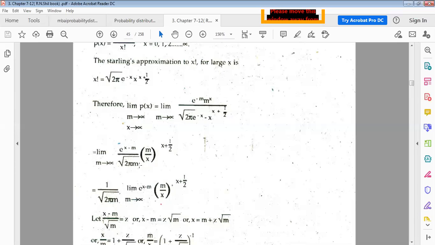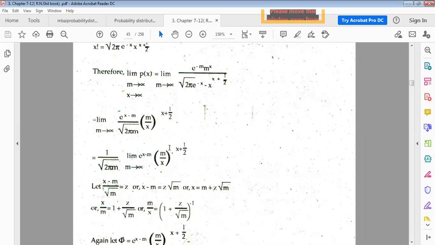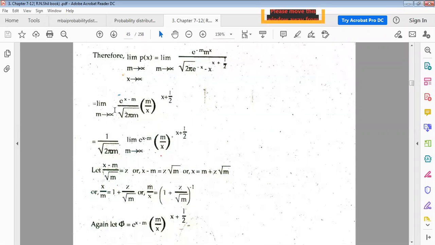Now this e to the power minus x and e to the power minus m combined will be e to the power x minus m, and m to the power x, and here taking square root of m, that means m to the power half, we can take this m by x to the power x plus half. Now this is for m large. M is very large, m tends to infinity.